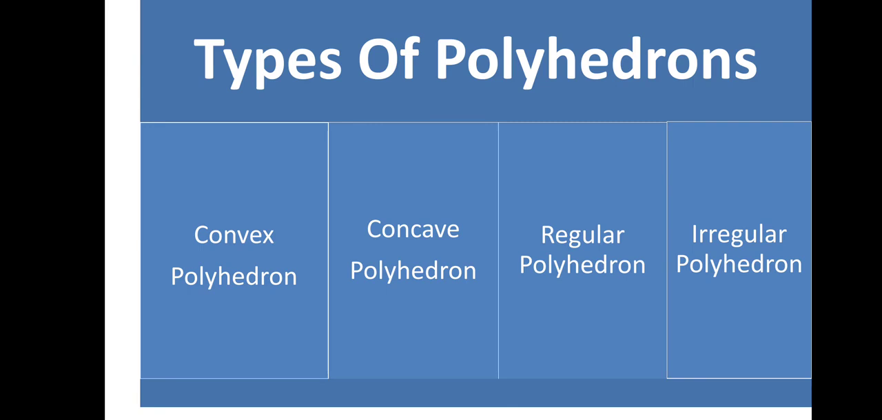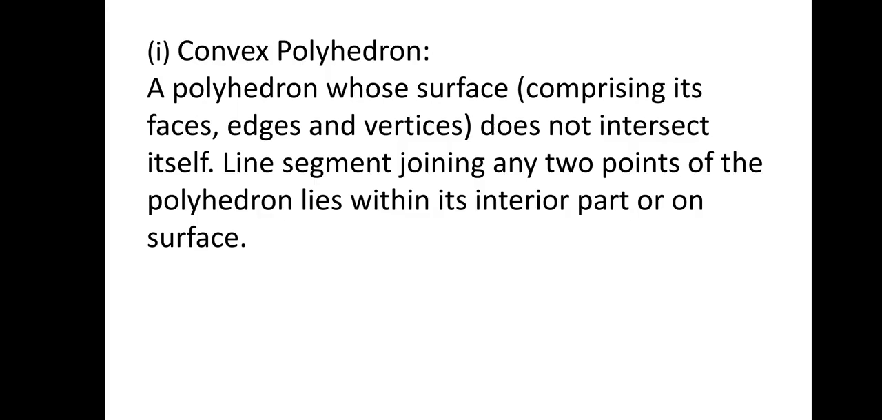Now the types of polyhedrons. There are 4 types of polyhedrons basically. First one is convex polyhedron, then concave polyhedron, regular polyhedron and irregular polyhedron. We will study all these polyhedrons in detail now. Coming to the very first one, that is convex polyhedron.